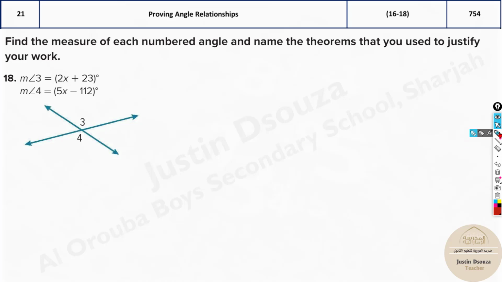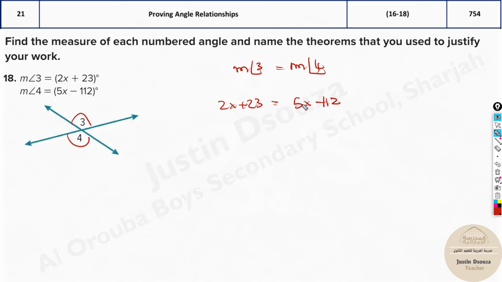And the last problem in the writing part that is given over here is just like what we did a while ago. Here they have given the measure of angle 3 and 4, but here they are vertical angles, so they are equal or congruent to each other. So the measure of angle 3 is equal to the measure of angle 4, and what happens over here is 2x plus 23 will be equal to 5x minus 112.